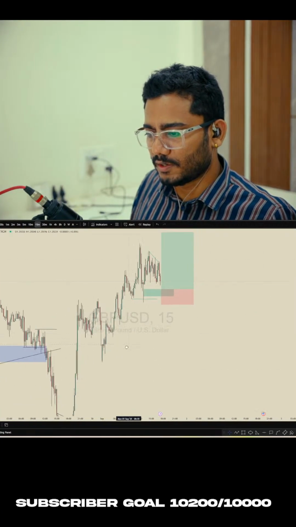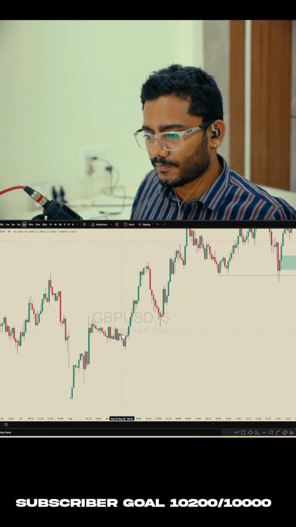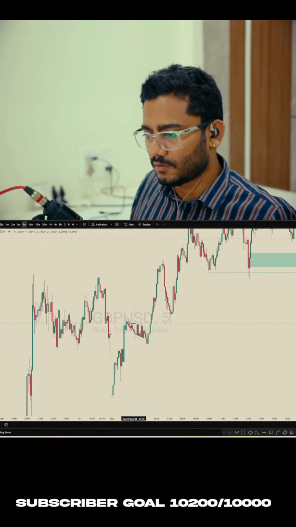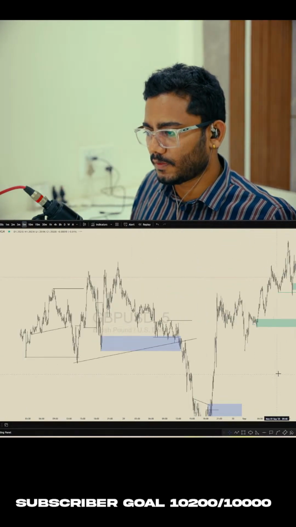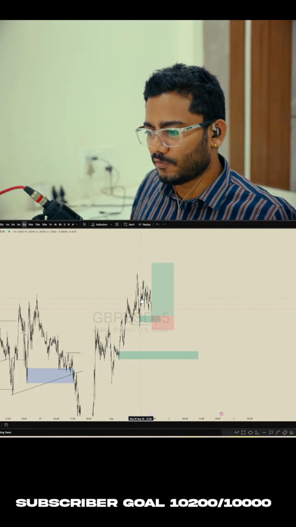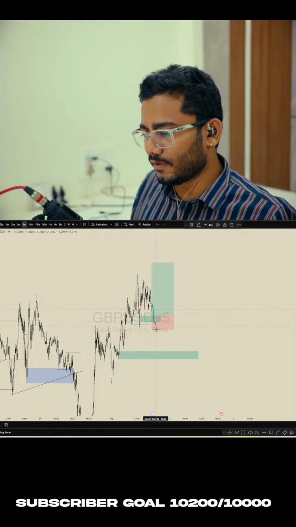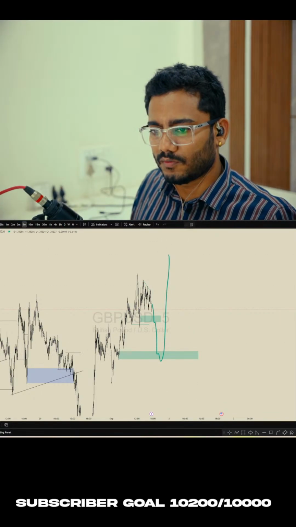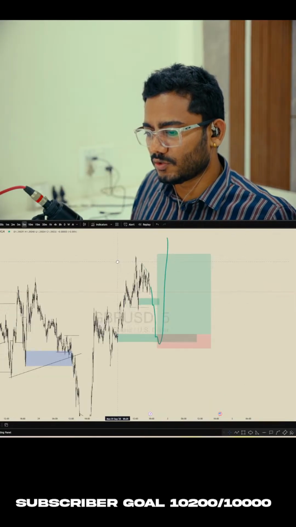Here the structure has been mitigated, and there is another POI to the downside, I think, which is this one. This is our another POI. If this fails and if price continues directly without giving us engulfing, then probably it can react from this area. So if price does that, then we'll look for buy side from here. Stop loss below this low. And now we have this nice 1:5.